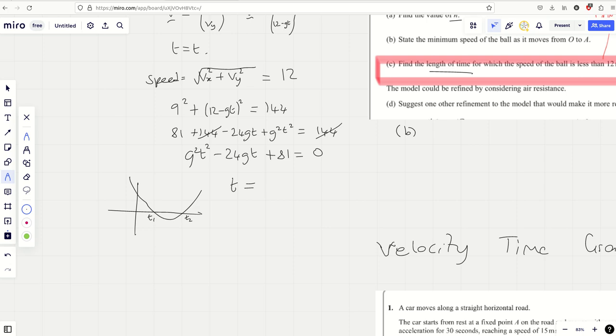Okay, A is going to be 9.8 squared. I've got the worst calculator in the world at the moment. 96.04. Sorry, it's taking me a little while. This is what happens when you lend your calculator to a student. Then B is minus 24 times 9.8, so minus 235.2. It's a hard question, this, by the way. I don't think it's easy. And then 81 on the end.